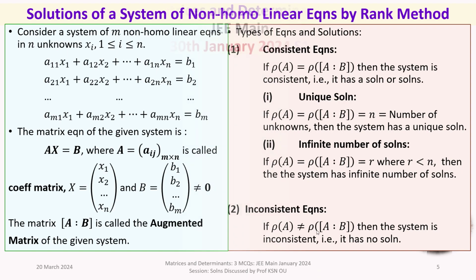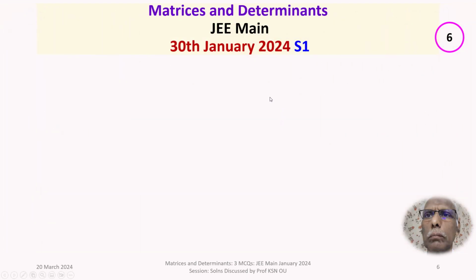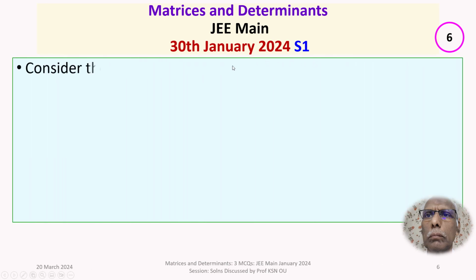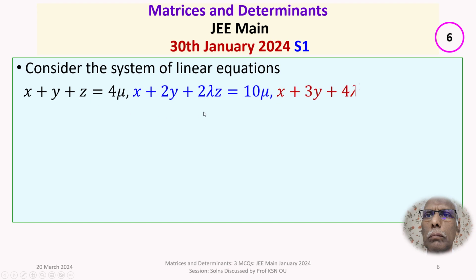So we go to the first question. This question has appeared in the JEE Main examination held on 30th January 2024 in the first shift. The given question is, consider the system of linear equations. So the first equation, second equation, third equation. And these are the 3 equations in 3 unknowns x, y, z involving lambda and mu.